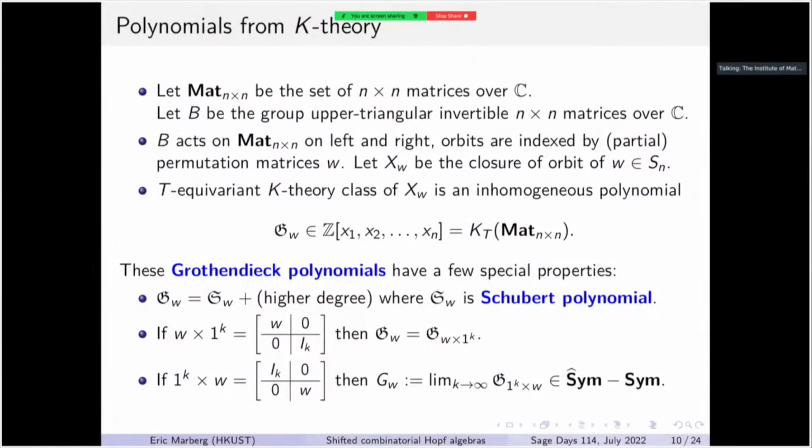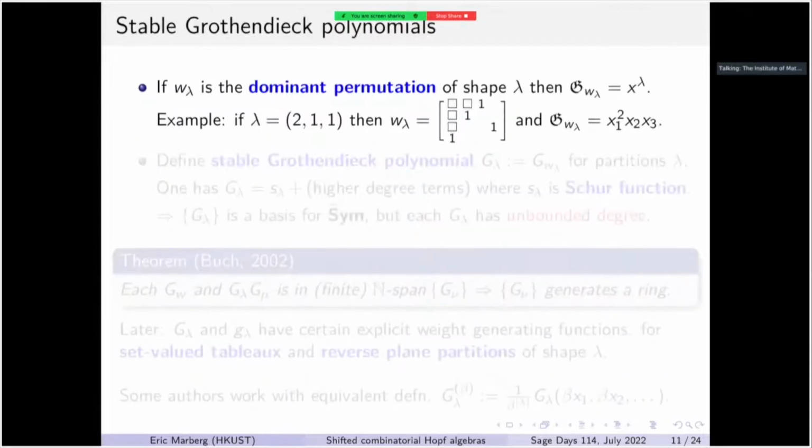So the second stability is that if you put fixed points at the beginning, then there's a well-defined formal power series limit, which gives you some symmetric function. It's a symmetric function of unbounded degree, which could potentially create some difficulties. These limits are the things we're interested in, and they give us some interesting Hopf algebras.